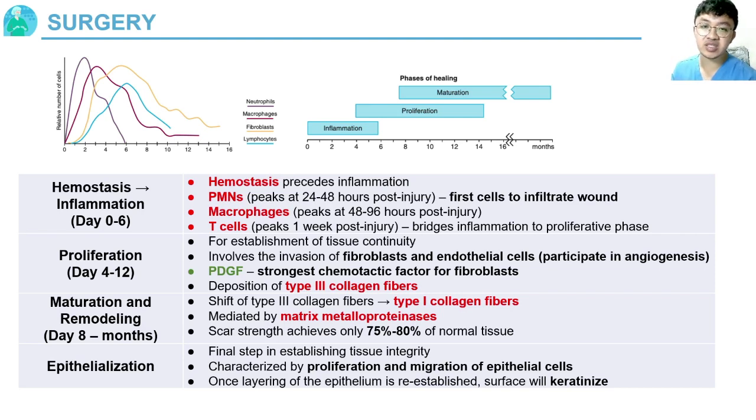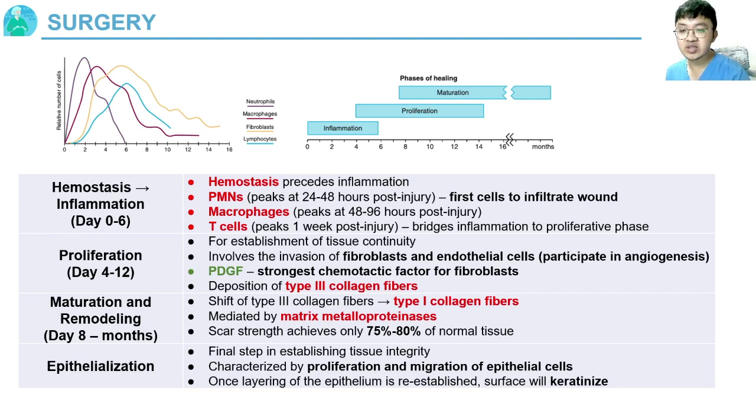Your macrophages clean the area up and get rid of the antimicrobial agents that are found there. And finally, you have your T cells, which bridge the inflammation phase to the proliferative phase, and they usually peak 1 week post-injury. After hemostasis and inflammation, you have the phase of proliferation. This is where you establish tissue continuity and involves the invasion of fibroblasts, which deposit your collagen, and your endothelial cells, which participate in angiogenesis, right?